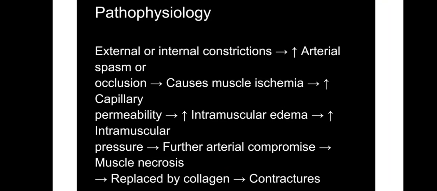So there is a fluid buildup in the compartment which will raise its pressure, and there will be further arterial compromise. The artery will get more blocked, which results in muscle necrosis. So necrosis results from ischemia. Necrosis means death of the tissue, right? So it results from ischemia, and the dead muscle tissue is replaced by collagen, which results in an abnormal painful contracture.